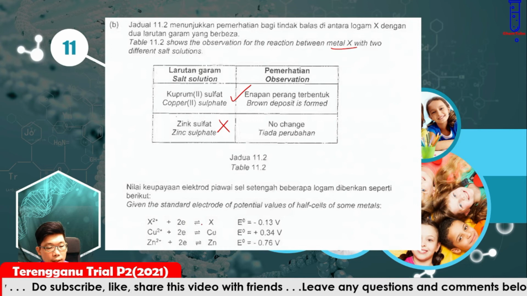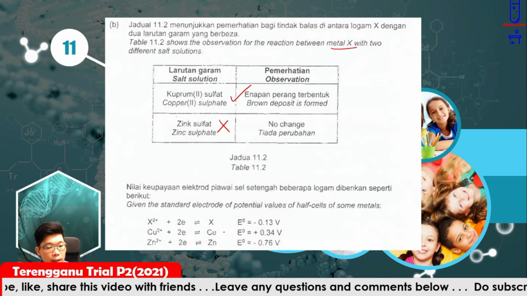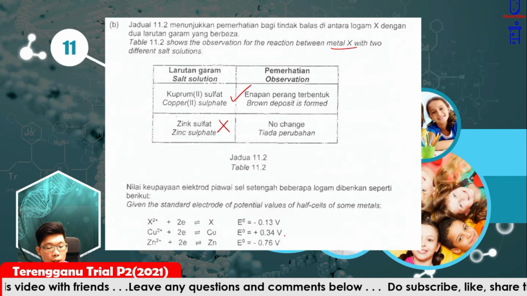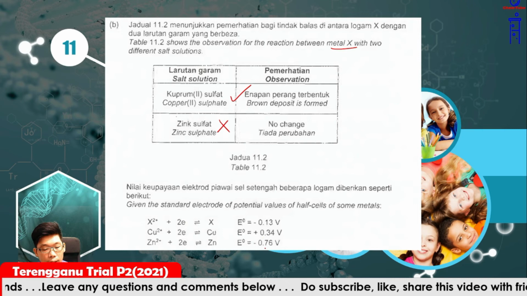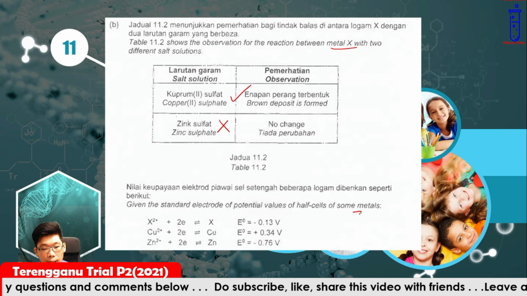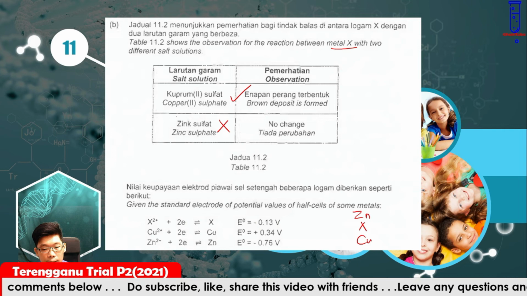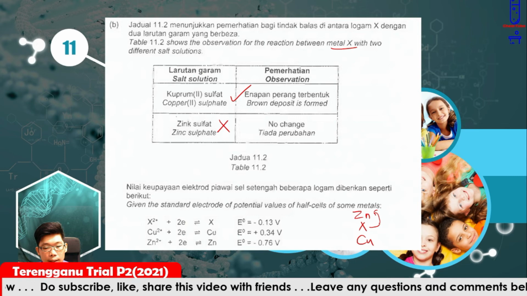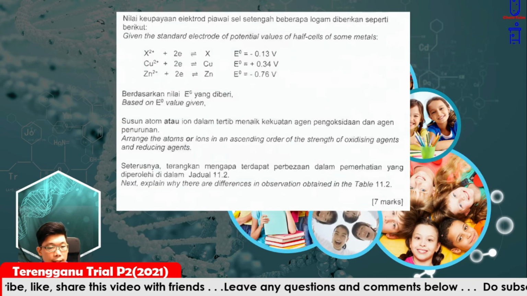So let's have a look here. X is negative 0.13, copper is 0.34, zinc is negative 0.76. So if we look into the pair here, this one is the most negative, right? Most negative, so this one becomes the highest. So zinc will be highest, followed by X, and then finally copper. So X cannot displace the zinc, but it can displace the copper. That's why the result is like this.